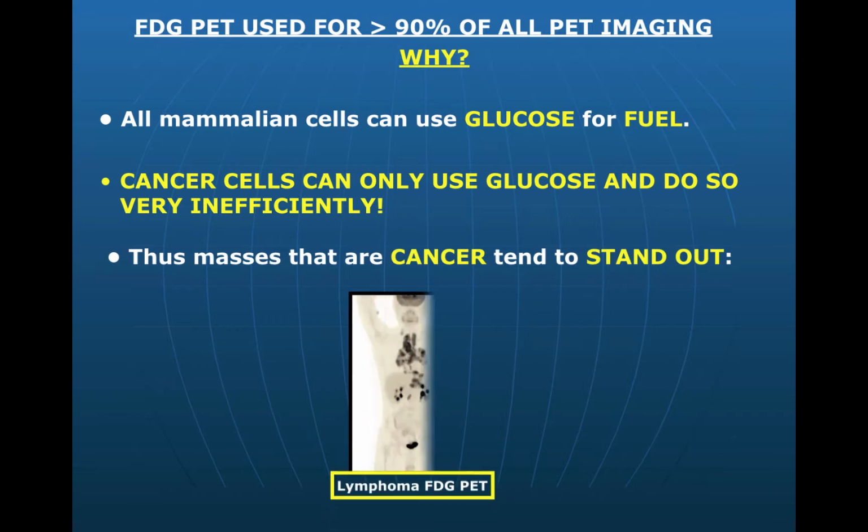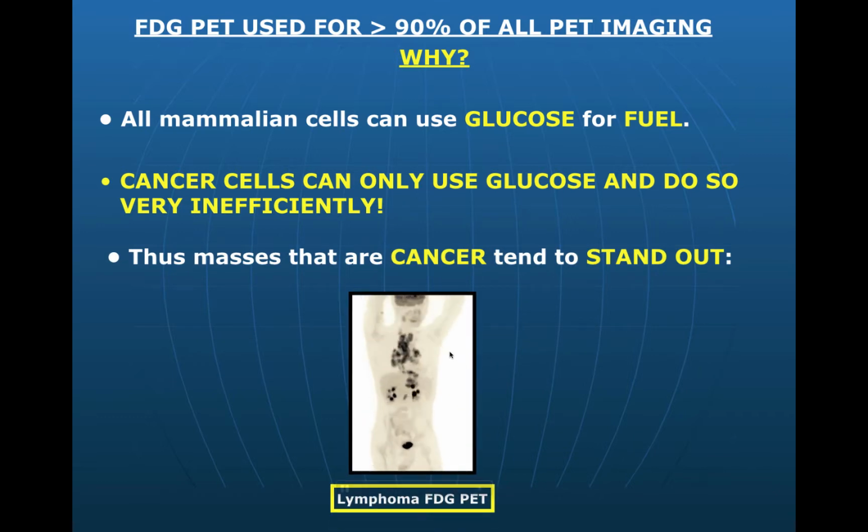And so, as we've seen in our pictures here, the cancer cells stand out against background tissues. This is the liver. You can see it here, but you can see how that's a normal tissue eating glucose, and this is the cancer cells eating glucose.